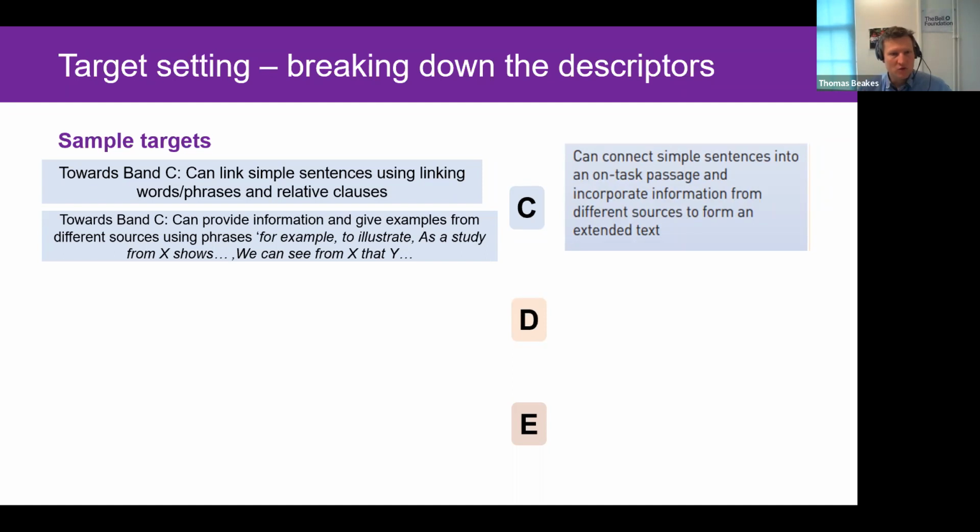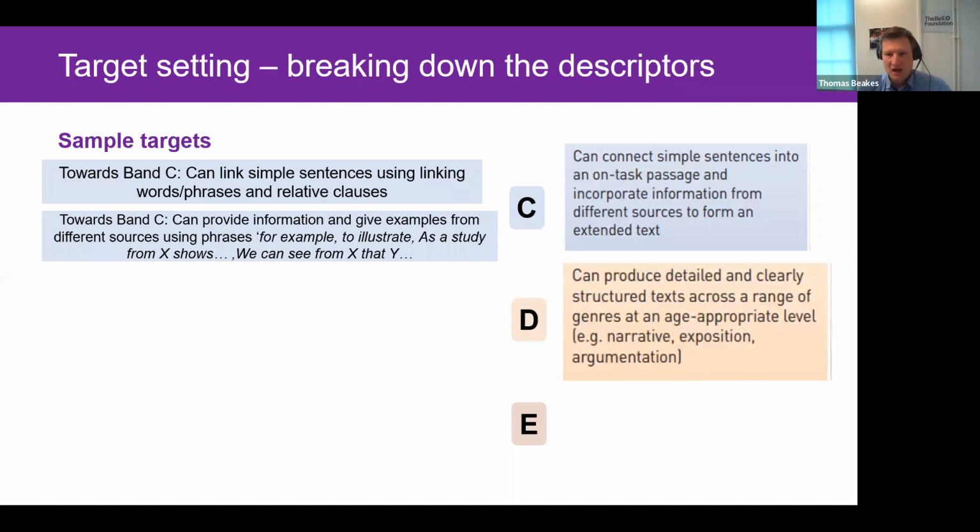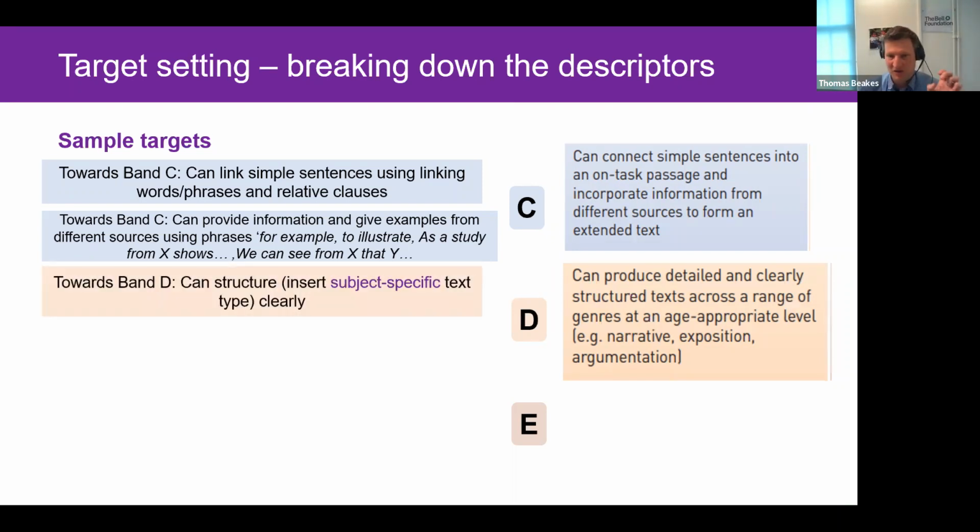We also want to see that they can provide information and give examples. So again, using examples from different sources, and of course to do that they're going to need to use phrases for giving examples and to compare, like I've listed there. At band C, can produce detailed and clearly structured texts across a range of genres at an age appropriate level. Again, this is really broad, isn't it? So again, the key to making these targets more achievable, I think, is we need to get specific.